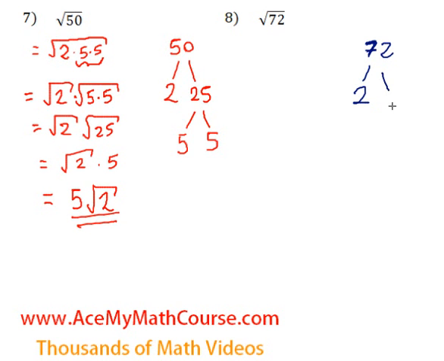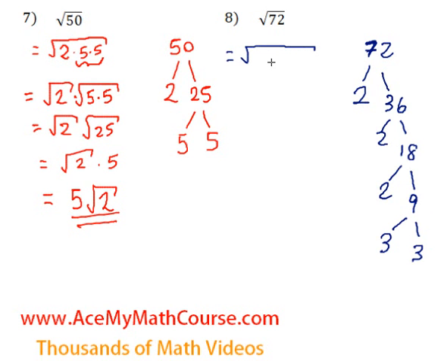72 divided by 2 is 36. Divided by 2 again is 18. I can divide 18 by 2. That's just 9. Now 9 I have to divide by 3. 9 divided by 3 is 3. Great, so 72 is just 2 times 2 times 2 times 3 times 3.